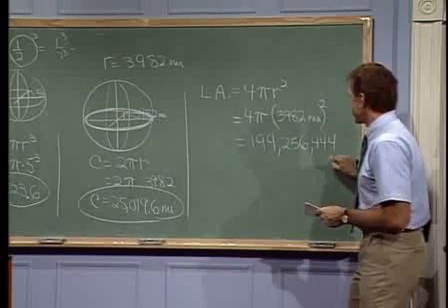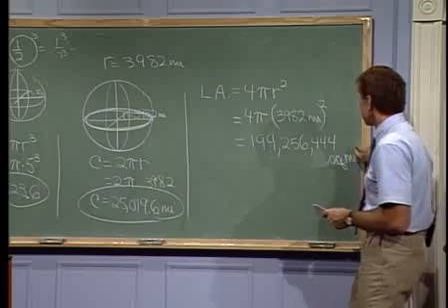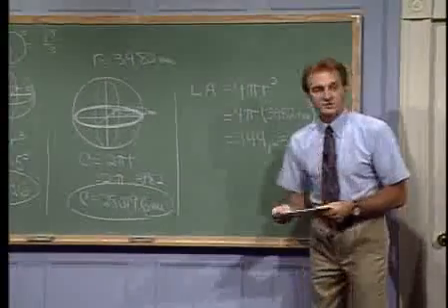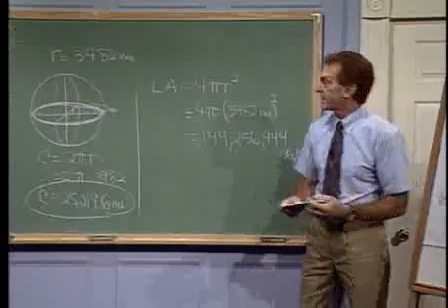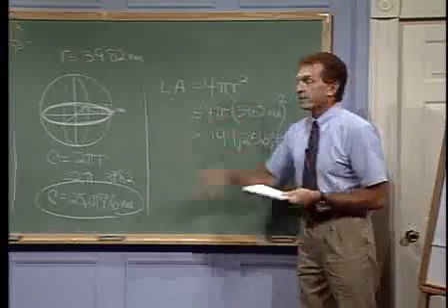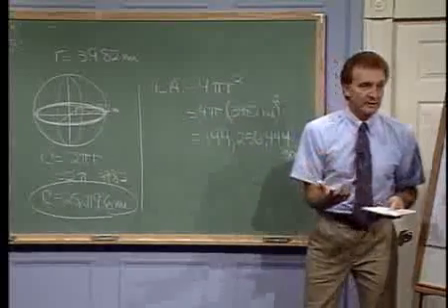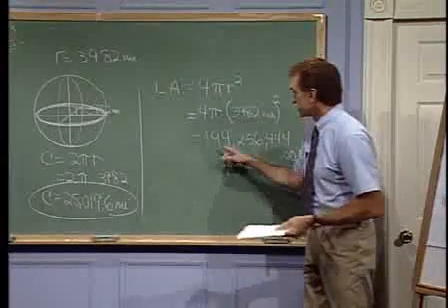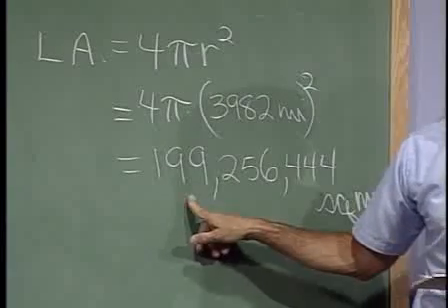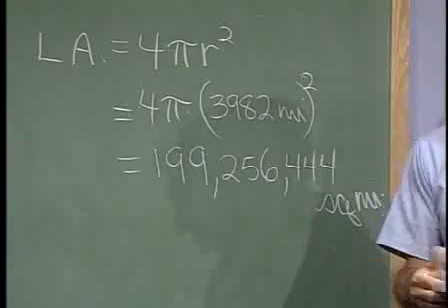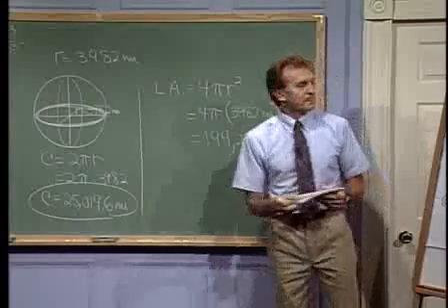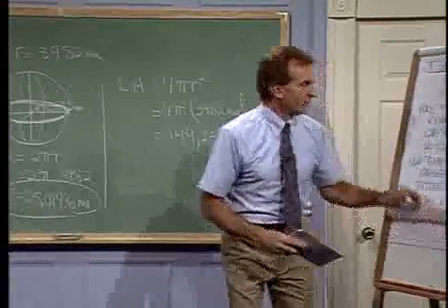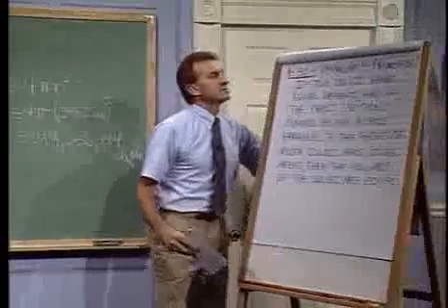199,256,444, and that is square miles. That's the total surface area of our Earth. And again, in a sphere, the lateral area is the same thing as the total area. So the surface area of our Earth is almost 200 million square miles. 200 million square miles. Okay, we have one more major postulate.